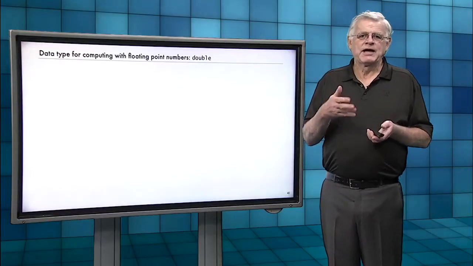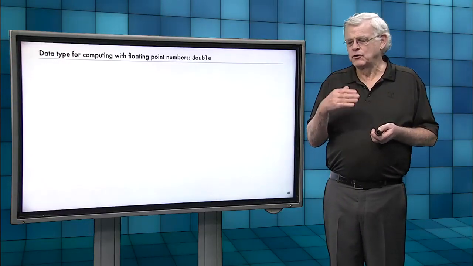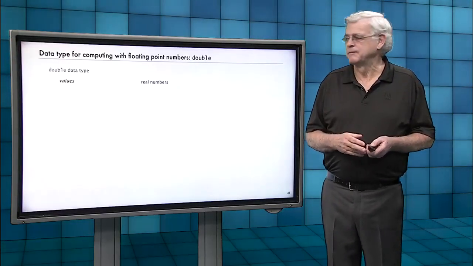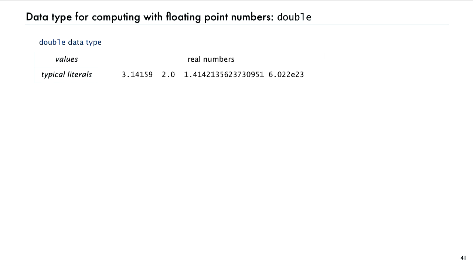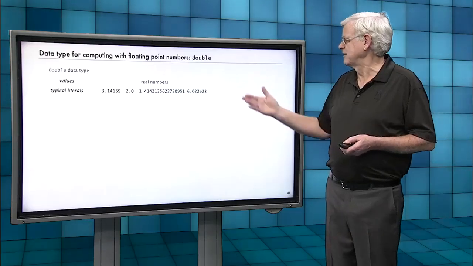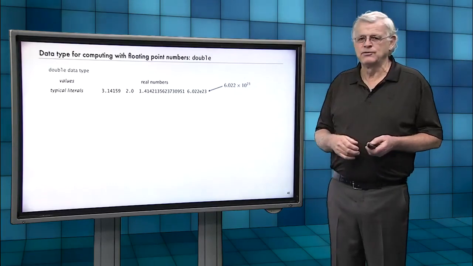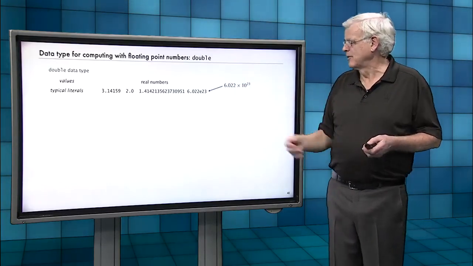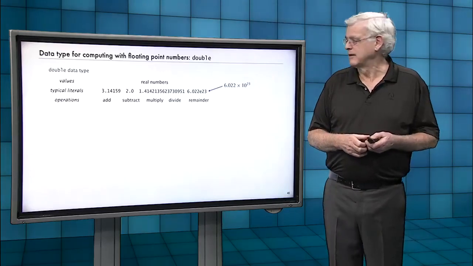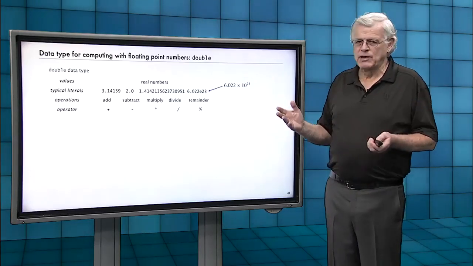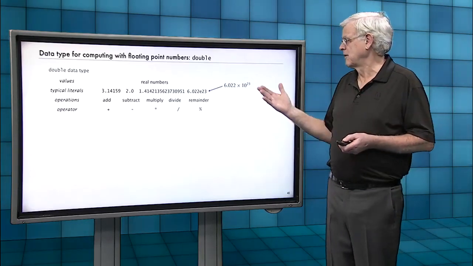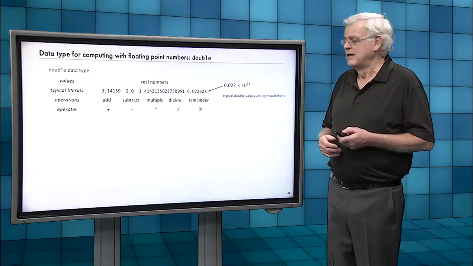Okay, next we're going to look at a data type for computing with floating point numbers, the double data type. So again, the values for the double data type are floating point numbers in scientific notation. So this one is 6.022 times 10 to the 23rd, or 3.14159, and like that. And again, the operations are the familiar arithmetic operations.